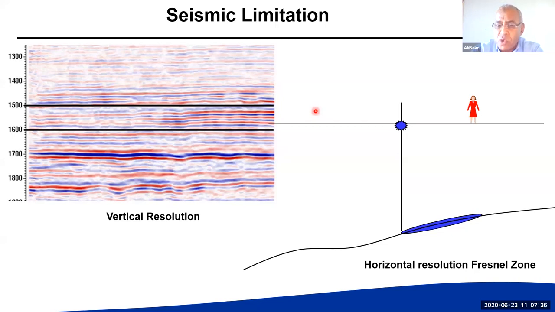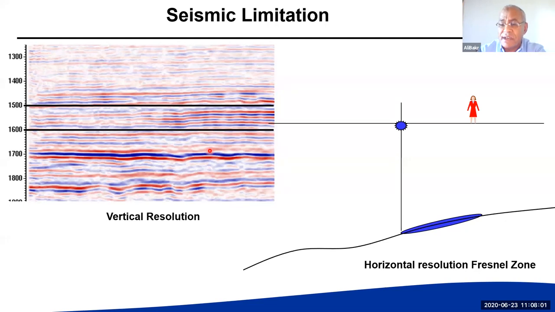So we call that the horizontal resolution. The horizontal resolution is, can we see two features beside each other? Can we resolve those two features? Can we see the extension of the bed? If the bed is not extended, you cannot see it. If the bed is extended, you could see it. So this is what we call seismic limitation. Also, the thickness of the bed. If the bed is very thin, sometimes you cannot see it.